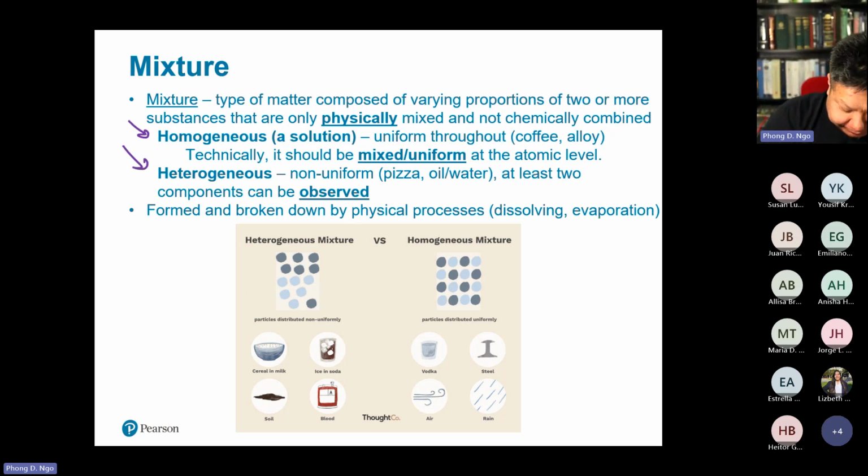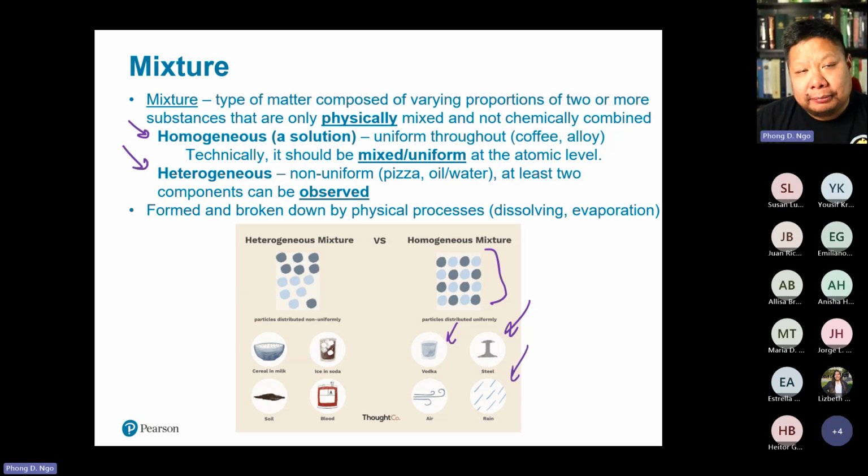So what are some examples? For a homogeneous mixture, things like vodka. Why is that a homogeneous mixture? Because you have alcohol and water mixed together, and you can't tell the difference between the alcohol and the water. Steel is a homogeneous mixture because you look at steel and it's just metal. You don't know that it's a mixture of carbon and iron and all kinds of other metals in there.